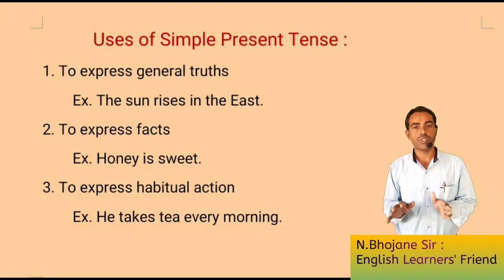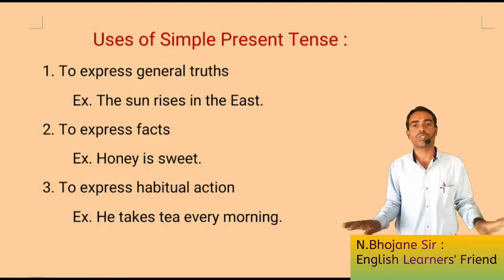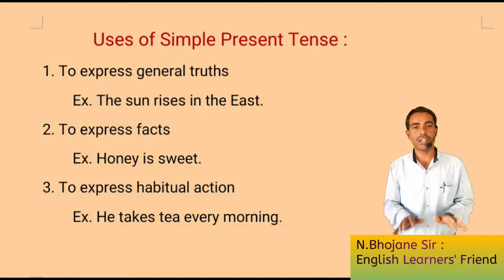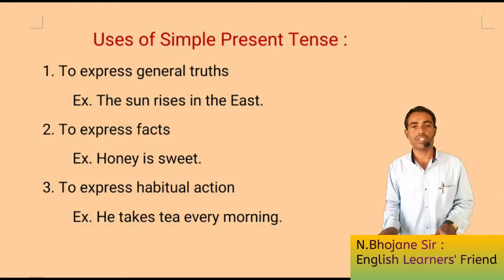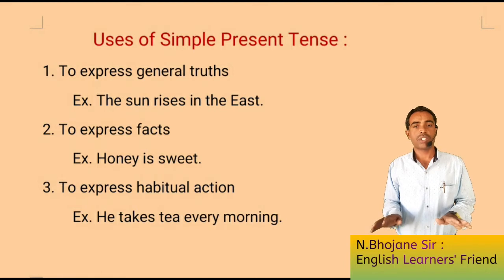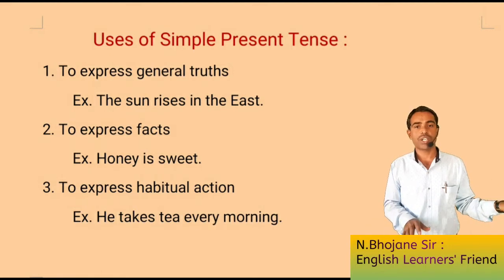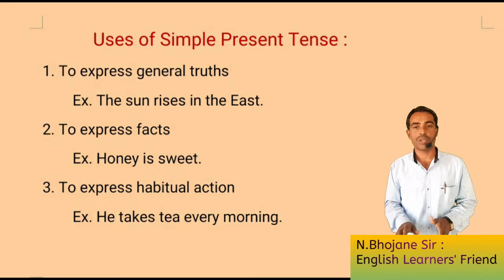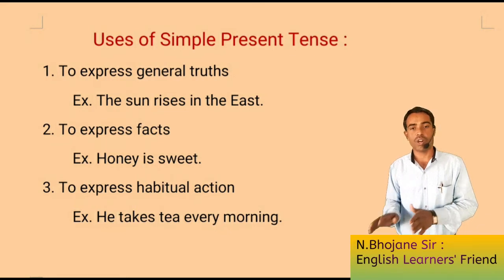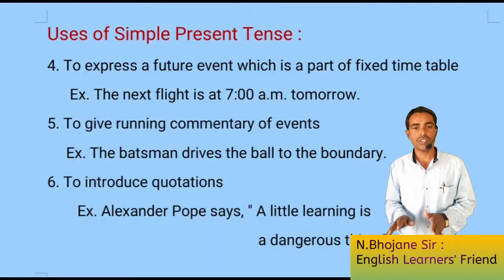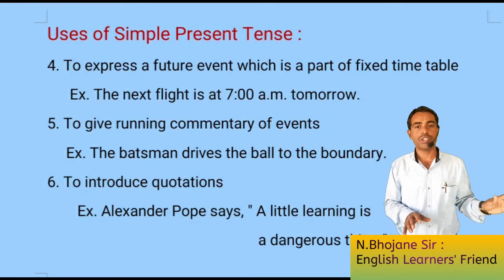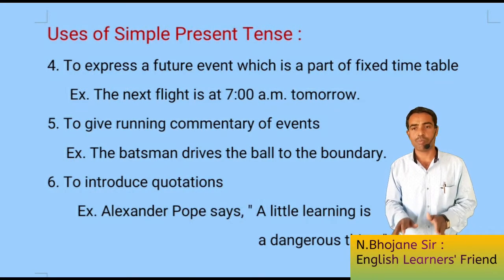Simple present tense is used to express general truths. For example, the sun rises in the east. The tense is also used to express facts. For example, honey is sweet. Simple present tense is also used to express habitual actions. For example, he takes tea every morning. The tense is also used to express future event, which is a part of fixed timetable. For example, the next flight is at 7 a.m. tomorrow morning.